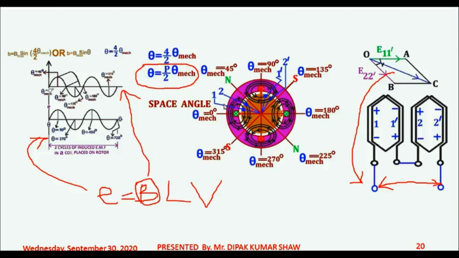First the positive peak of coil 1 1 dash would happen, and after the rotor rotates by gamma by 2 degree, what will happen? The positive peak of coil 2 2 dash would happen. So that is the particular difference you will have in this 4 pole case.